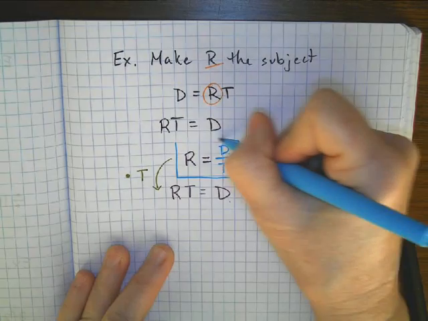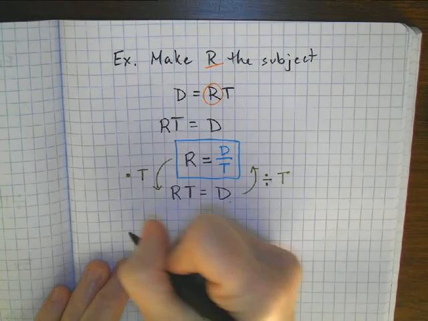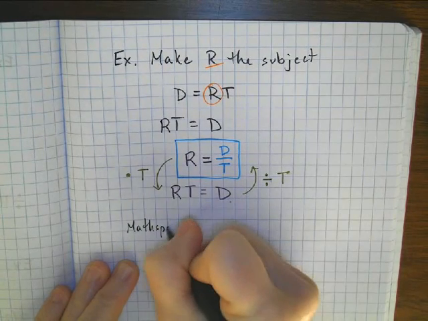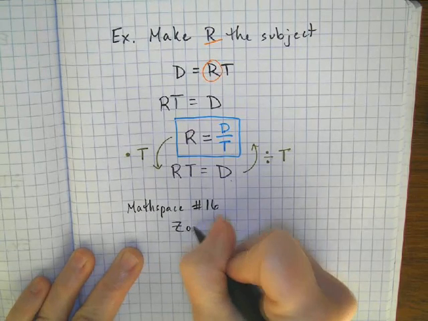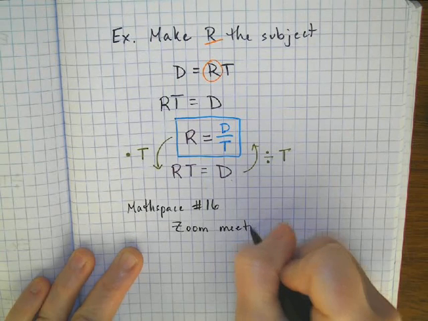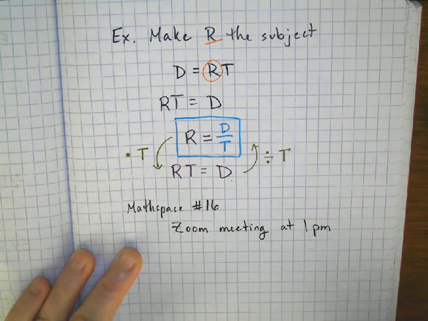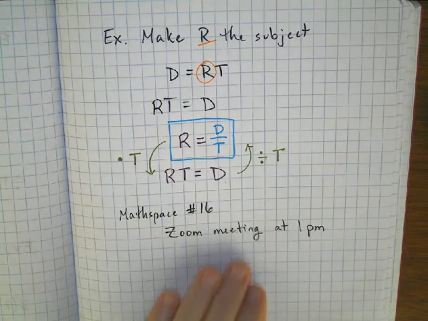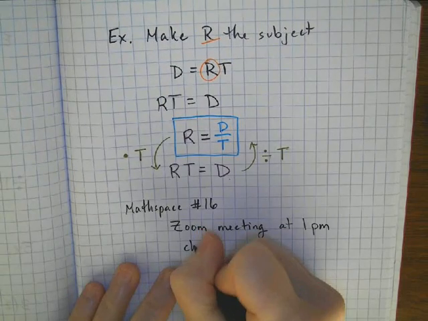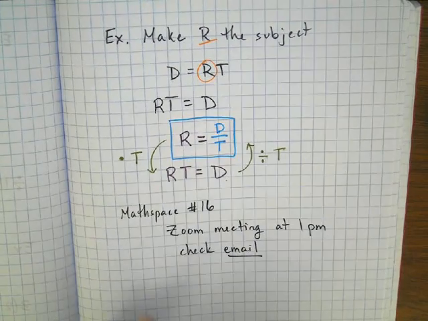All right, you've just got 5 problems in math space. Okay, so now you're going to go do math space. It's number 16. And remember, there is a Zoom meeting with Mr. Alvarez and me at 1 p.m. today. So look for the email from Mr. Alvarez. So check your email. You should have an email about the Zoom meeting.